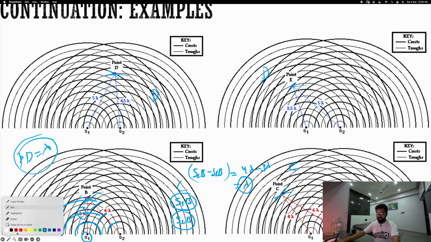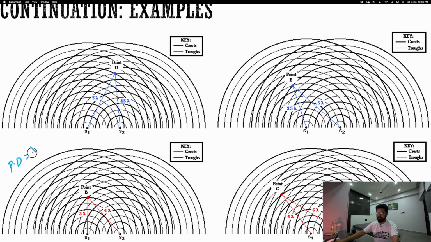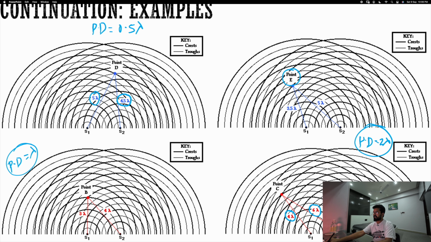Let me erase the board and write down here once again. The path difference has come up to here as lambda. Similarly, from the second example, if you see S1 traveled 4 lambda distance, S2 traveled 6 lambda distance, the path difference over here is 6 lambda minus 4 lambda, that gives you 2 lambda. Similarly, third example here, S1 has traveled 5 lambda, S2 has traveled 4.5 lambda, so path difference here is 0.5 lambda. What about point E? S1 has traveled 3.5 lambda distance, S2 has traveled 5 lambda distance, so path difference over here is 1.5 lambda.